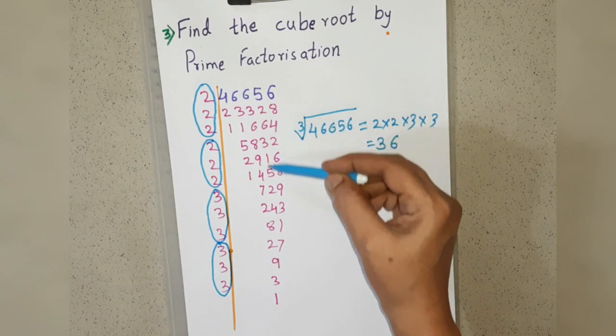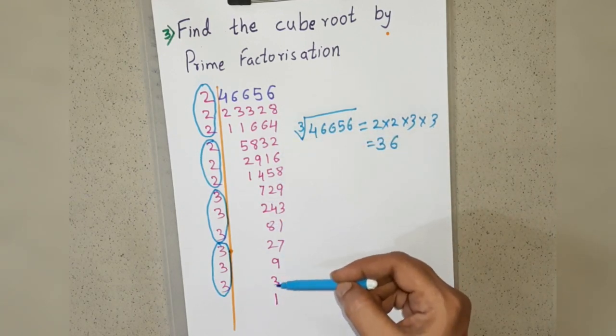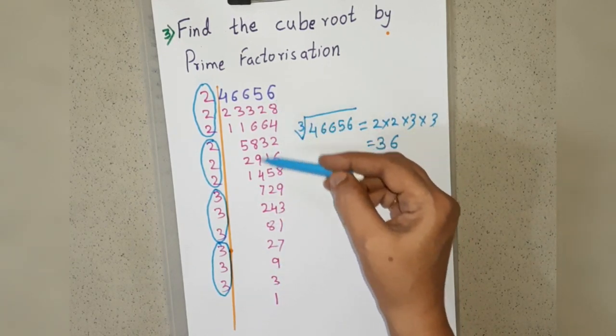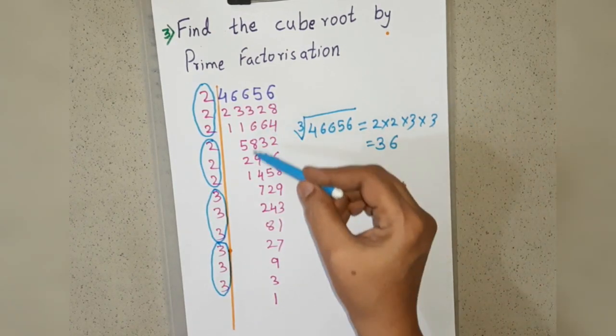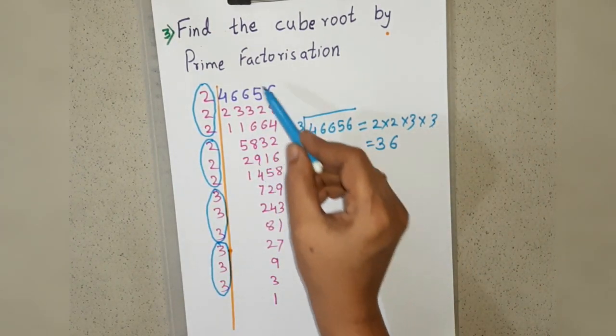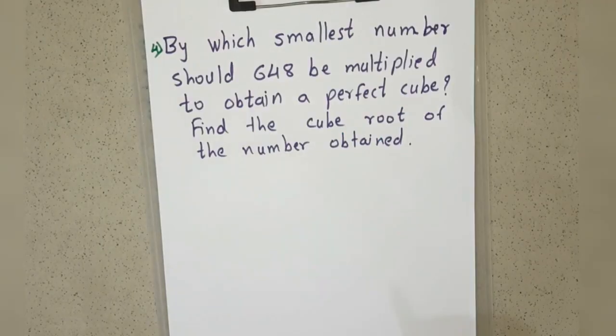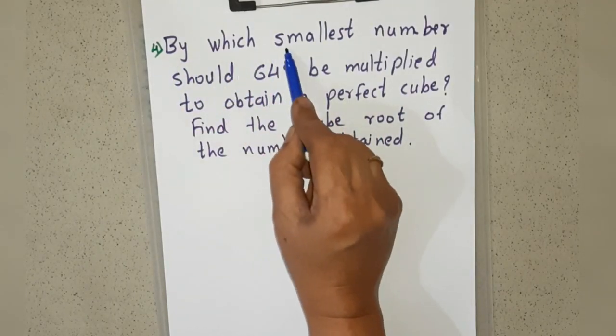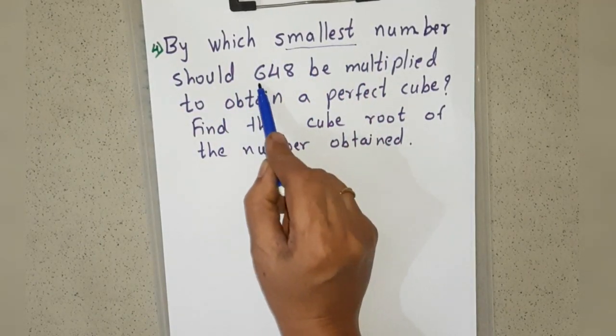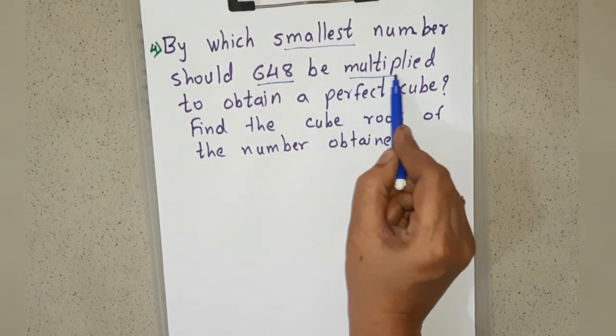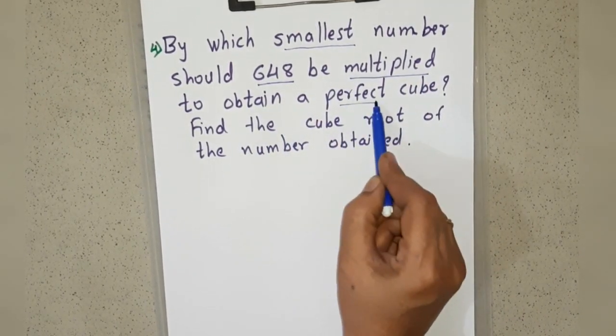If you don't understand how to divide it orally, this will come after practice only. If you are not understanding how to divide orally, do it in the rough and do the prime factorization. Don't get scared of a big number. It's easy. The next question is, by which smallest number should 648 be multiplied to obtain a perfect cube?